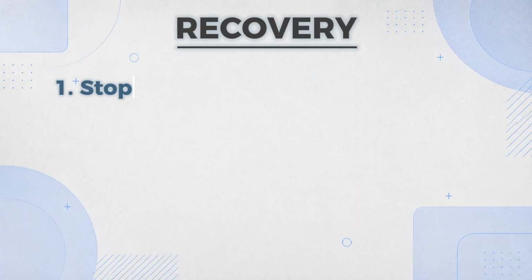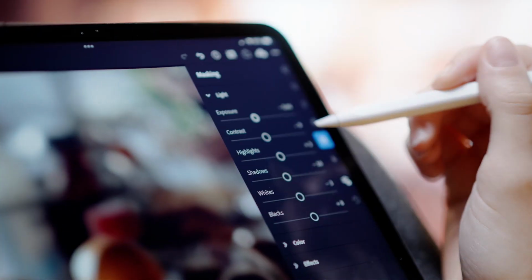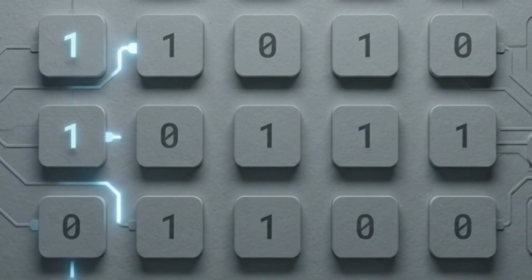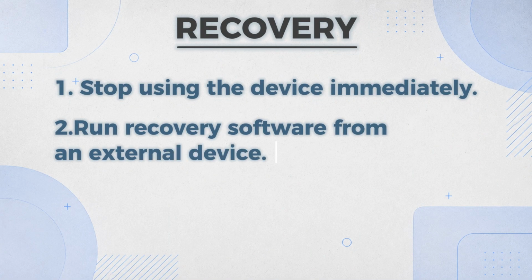Now, in a situation where you accidentally delete a sensitive file, stop using the device immediately, because downloading recovery software on that same device can overwrite those unallocated sectors. Then run recovery tools on an external drive or consult an expert.